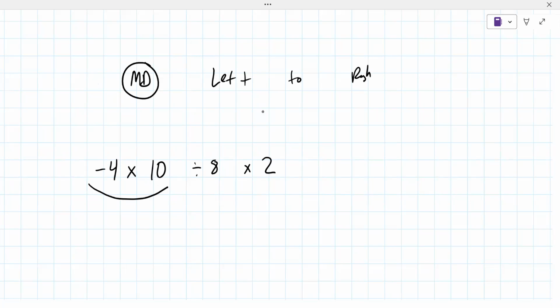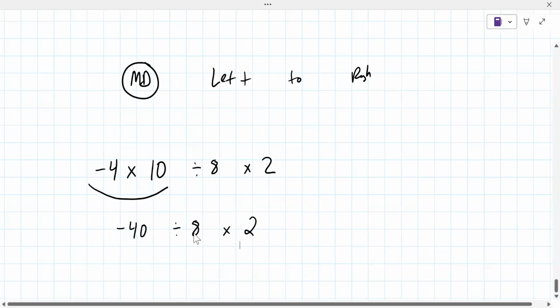Give me the full number. Negative 40. Okay, so -40 now divided by 8. That would be negative 5. It's not -8, that's -40 divided by +8.